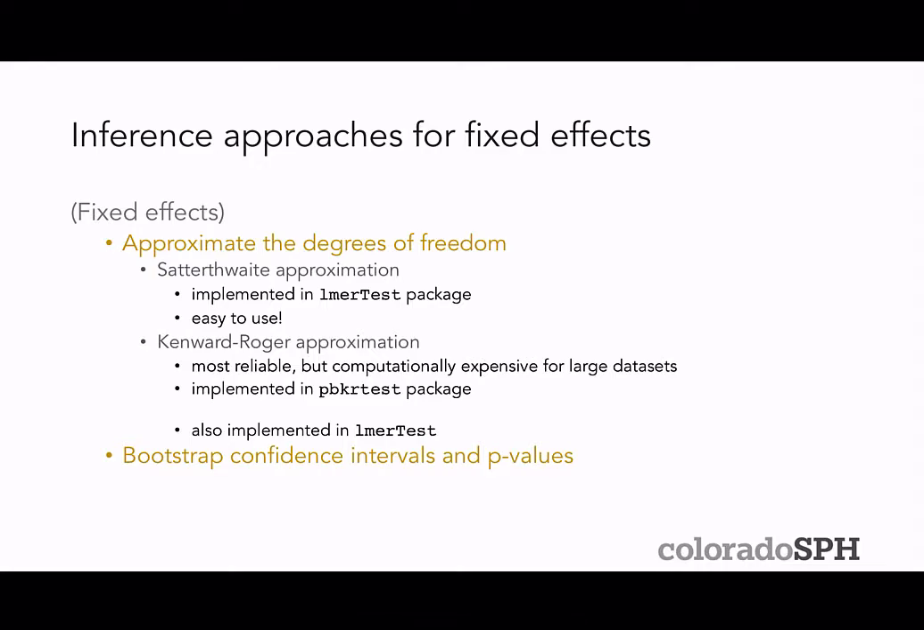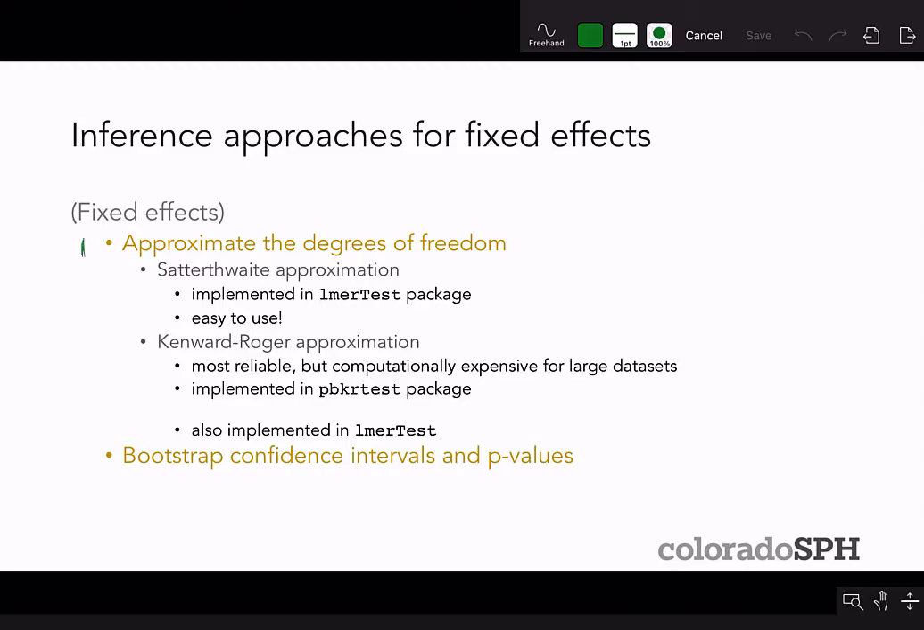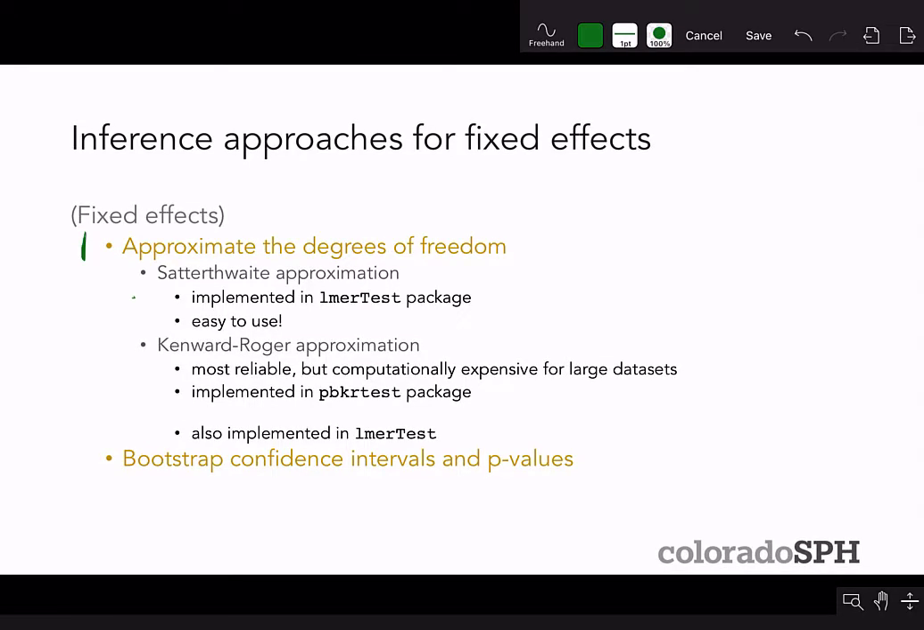So some approaches that you can take to get inference is to approximate the degrees of freedom in your model. And there are two main ways to do this. One is called the Satterthwaite approximation, which is implemented in what's called the LMER test package. And I like this package because it's easy to use, but it works best when you have relatively balanced data. Doesn't have to be perfectly balanced, and simple effects. So like a single random effect, or maybe a random slope and a random intercept would be generally pretty safe here.